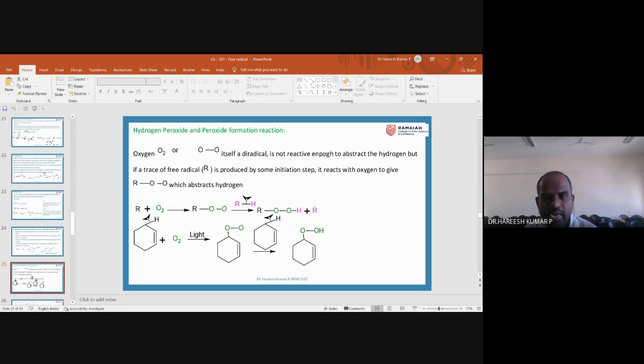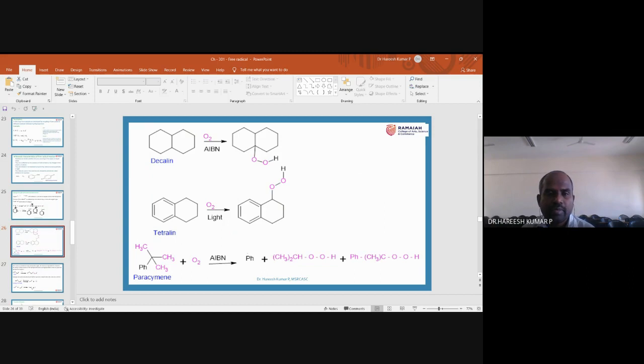With this, I will go to the next slide. Next I am taking a few more examples. The name of this compound is decalin, and AIBN is a radical initiator. AIBN gives the isobutyronitrile radical. That radical forms a radical on this bridged carbon. The bridged radical reacts with oxygen, and again it will take a hydrogen radical from one more equivalent of decalin, giving rise to decalin hydroperoxide as the product. Here I have written only the reaction. You can write the mechanism of how decalin is converted into decalin hydroperoxide.